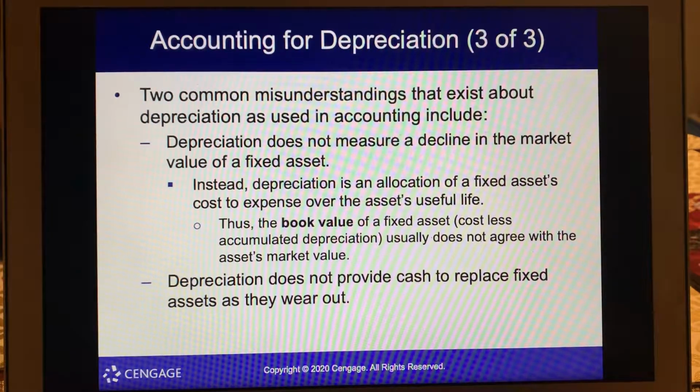Two common misunderstandings that exist about depreciation as used in accounting include: depreciation does not measure a decline in the market value of a fixed asset. Instead, depreciation is an allocation of a fixed asset's costs to expense over the asset's useful life. Thus, the book value of a fixed asset, cost less accumulated depreciation, usually does not agree with the asset's market value. Depreciation does not provide cash to replace fixed assets as they wear out.